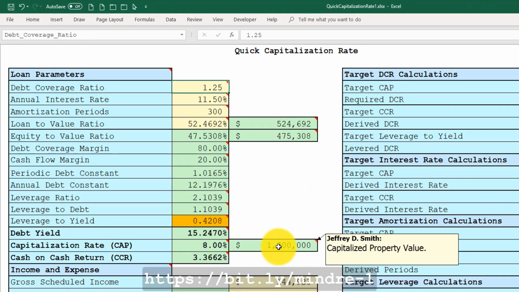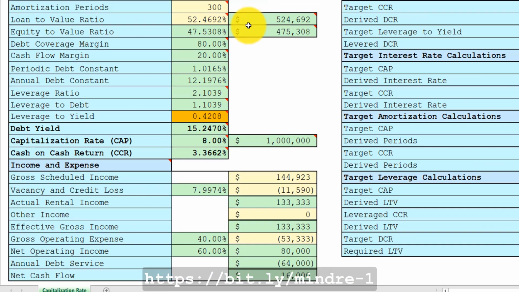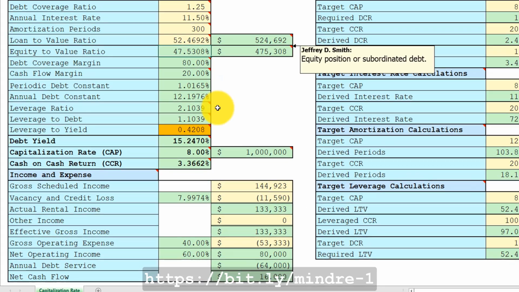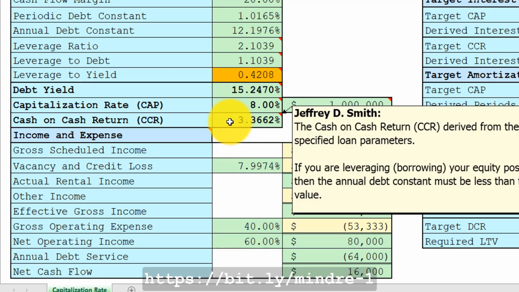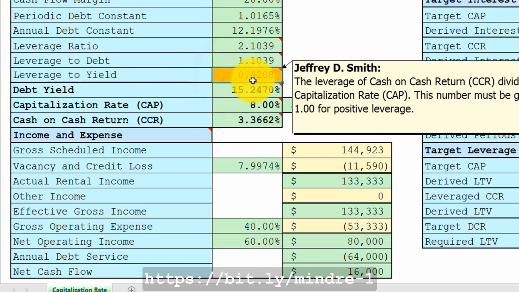There's the 8% cap rate, the $1 million valuation based on $80,000 income, and now the borrower must come up with $475,300. Cash on cash return is all the way down to 3.37%. Leverage to yield all the way down to 0.42. This is a terrible deal. Very negative leverage. Just awful.